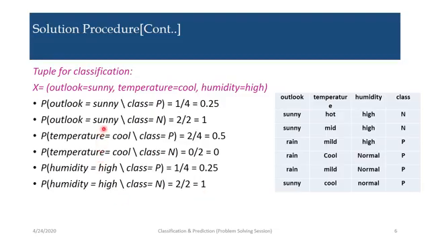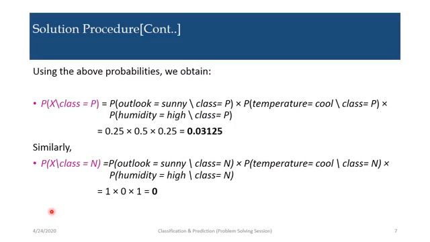So by this particular computation we have calculated P(X|Ci). Now using the above probabilities we obtain P(X|class P). That means P(outlook sunny | class P) into P(temperature cool | class P) into P(humidity high | class P). All the P categories we have to take for every attribute. So the values are multiplied, 0.25 into 0.5 into 0.25, and it comes to 0.03125.